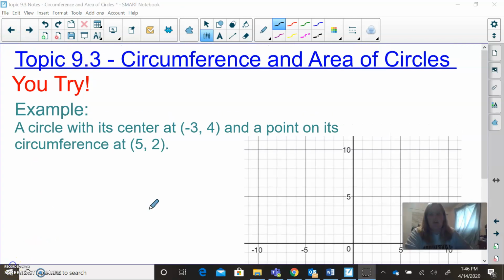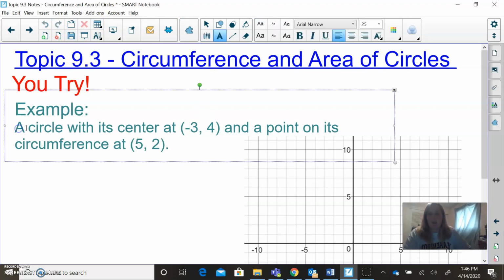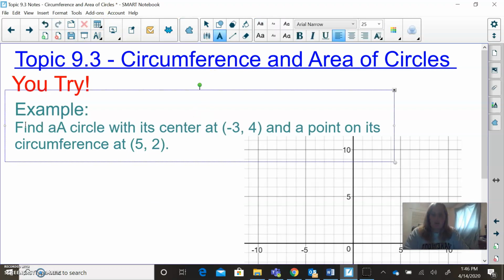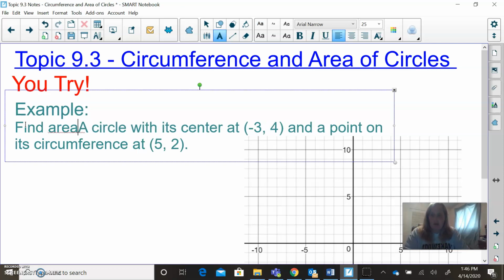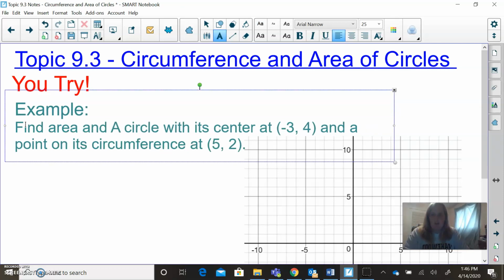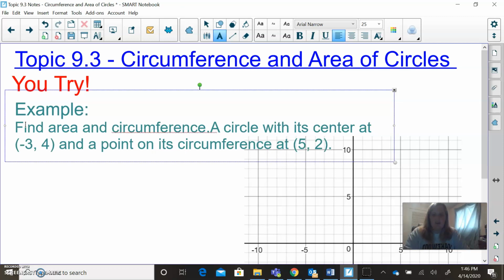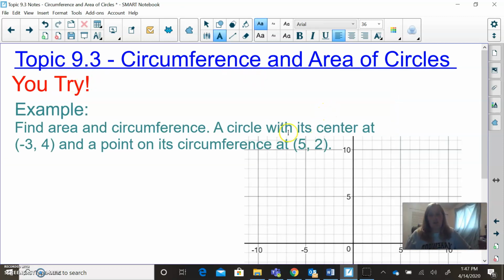Hold on. So find the area and the circumference of this problem. Okay, I'm going to type that in: area and circumference. It kind of overlaps on the graph a little bit, but that's okay. Alright guys, because you're going to draw your graph on paper, make sure you try this problem on your own. I want to see it in your notes when you turn it in.